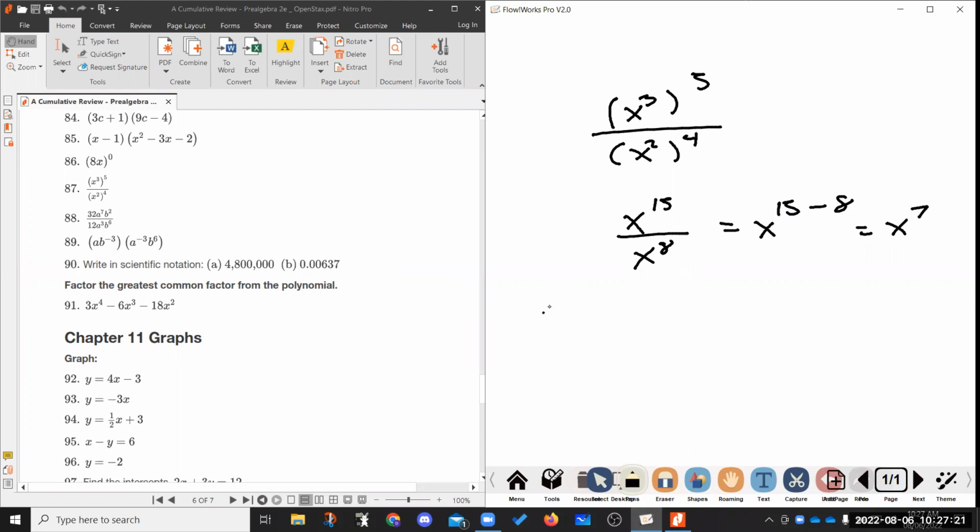Number 88 asks us what 32 a to the 7th b to the 2nd, divided by 12 a to the 3rd b to the 6th is. So I'm going to look for common factors here. 4 goes into 32 8 times, 4 goes into 12 3 times. So this is going to be 8/3. a to the 7 minus 3 is 4. b, let me write that in the numerator.